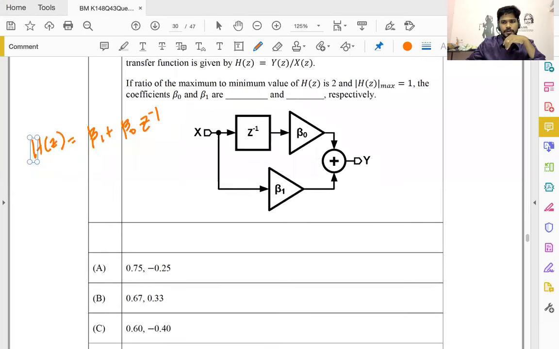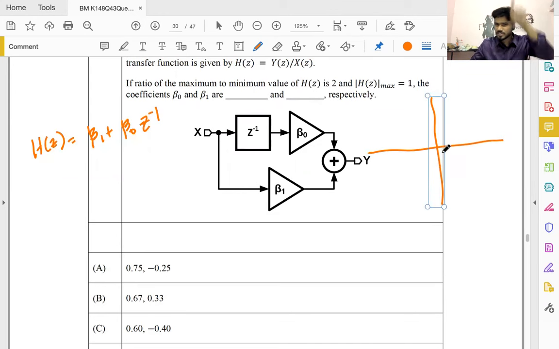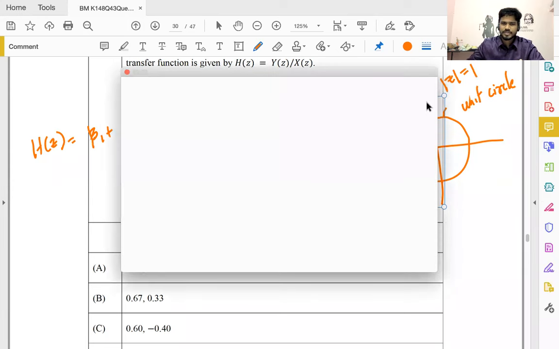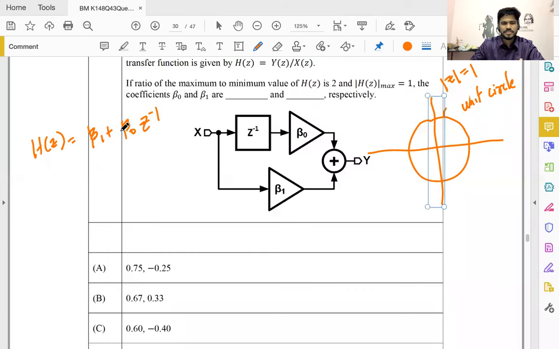I can give you one hint. Just like frequency response in continuous systems, where we look at the j omega axis, in discrete systems we look at the unit circle. Essentially all the variations we studied in frequency response are on the unit circle. So this is where we vary z, so mod z is 1. We are trying to maximize and minimize this function. The parameters are beta 1 and beta naught. We are trying to find the parameters that maximize this function.